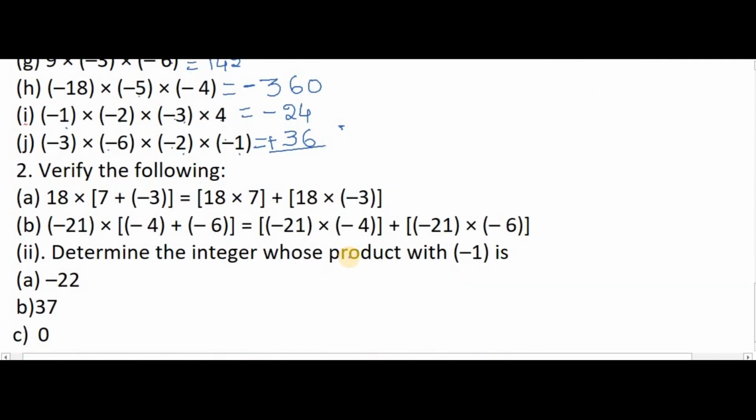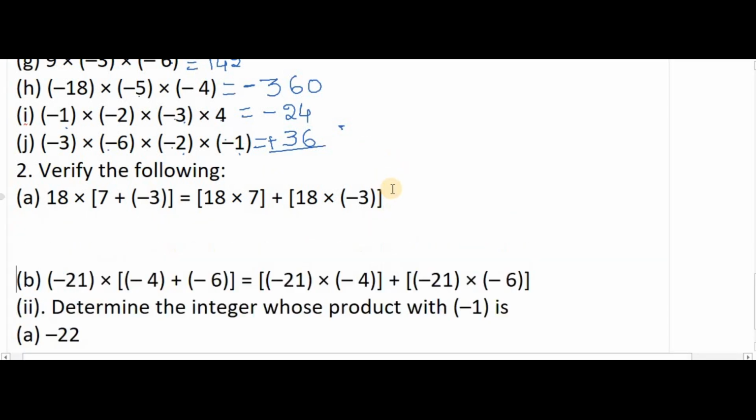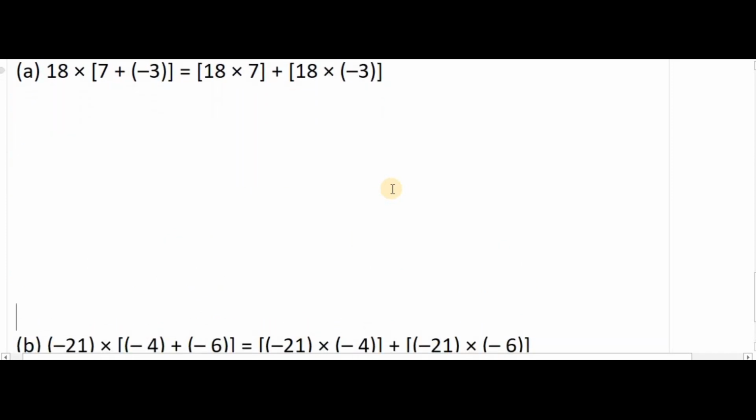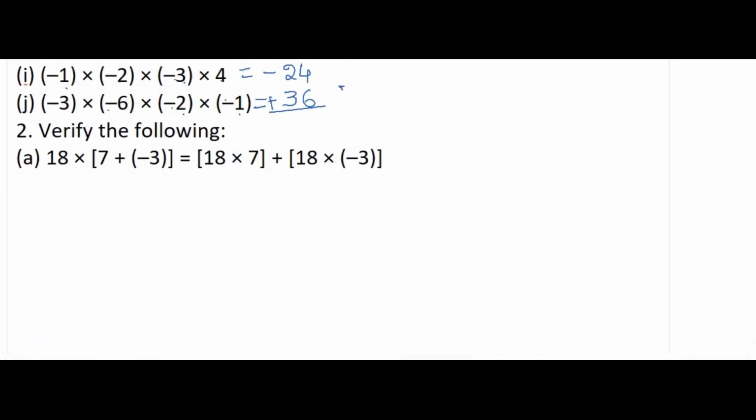What is the question he is asking? Verify the following. Verification is nothing but you have to check the LHS value and the RHS value. LHS and RHS: before the equal to sign is called LHS, meaning left hand side. After the equal to sign is called RHS, your right hand side. Okay, now we are going to solve this. First we are going to write the LHS.